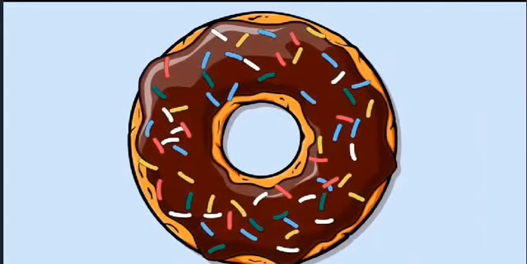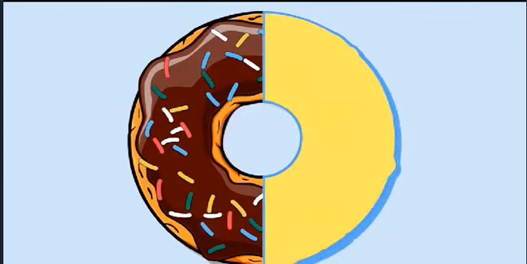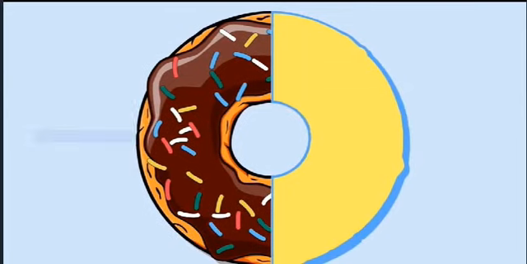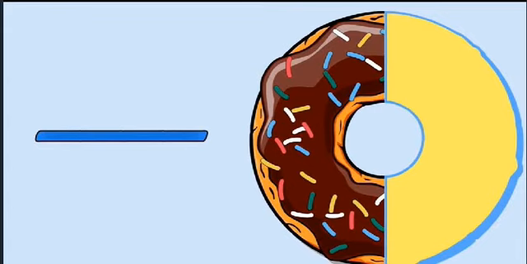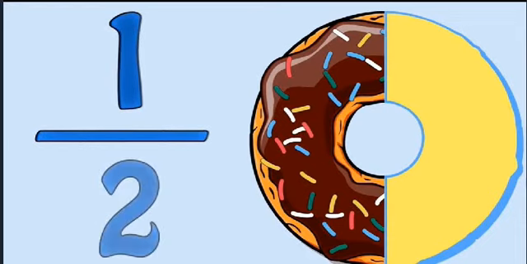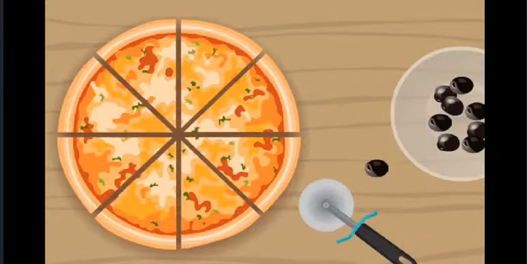Let's try one more example. If you and your friend have one donut to share, then you will cut it into 2 pieces. If there are 2 pieces of donut and you ate 1, what is the numerator of your fraction? That's right, the numerator is 1. What is the denominator? Right again, it's 2.